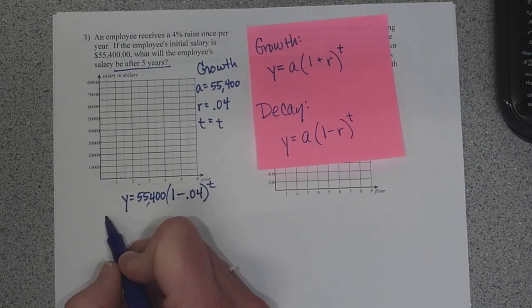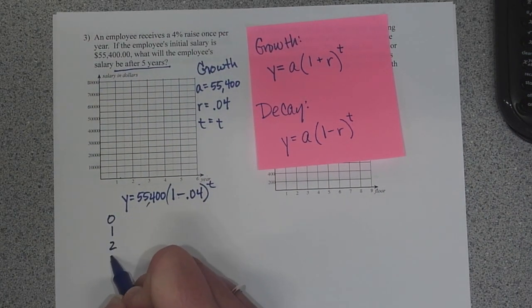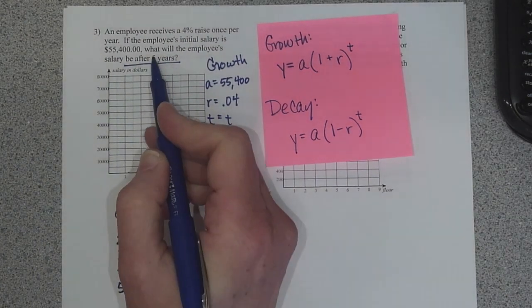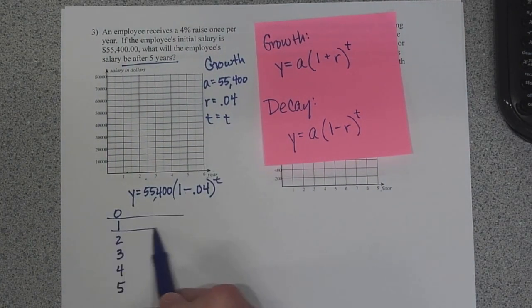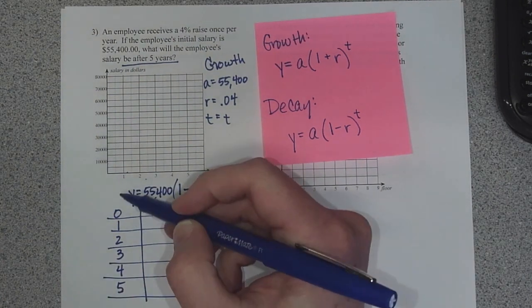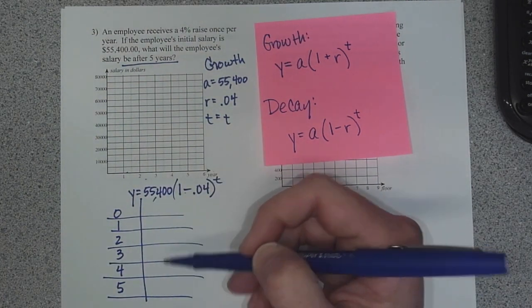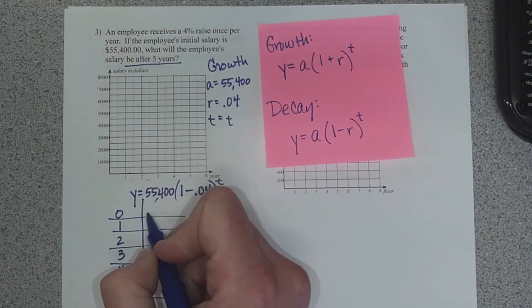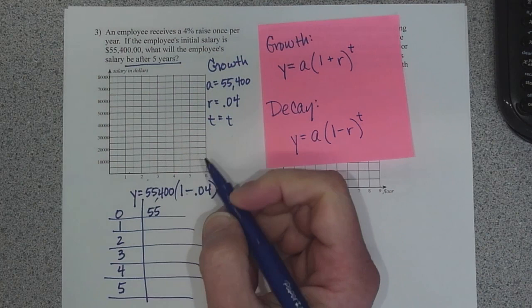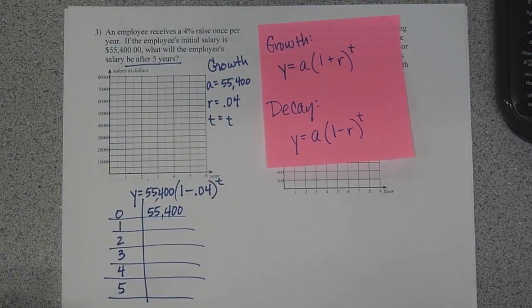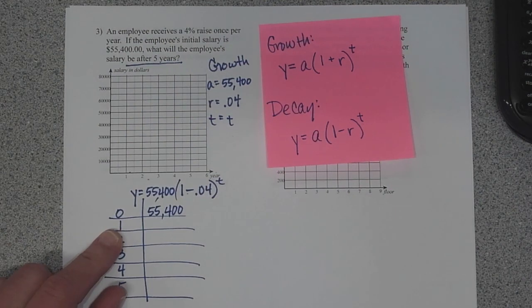Okay, and I'm going to go 0, 1, 2, 3, 4, 5, and we'll just end it after 5 because 5 is the number of years they give us. And there's my table, so these are my X's and these will be my Y's. 0, we don't have to plug into the formula because we know it's going to be 55,400. If you plugged that into the formula, you would get 55,400 out of it. Okay, now let's do 1.